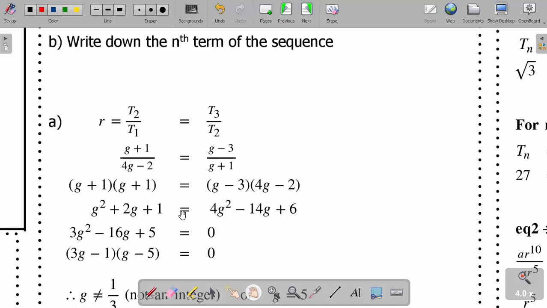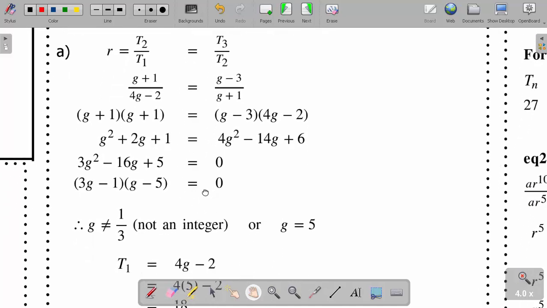Which gives me 5. So I solve the quadratic here. This is 3g squared minus 16g plus 5 equals 0. So I can factorize it. If I do so, I'm going to get (3g minus 1)(g minus 5) equals 0.